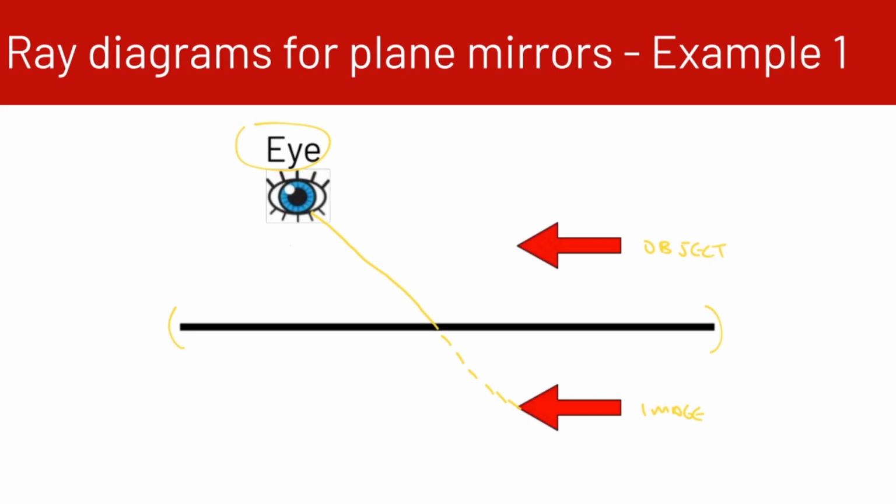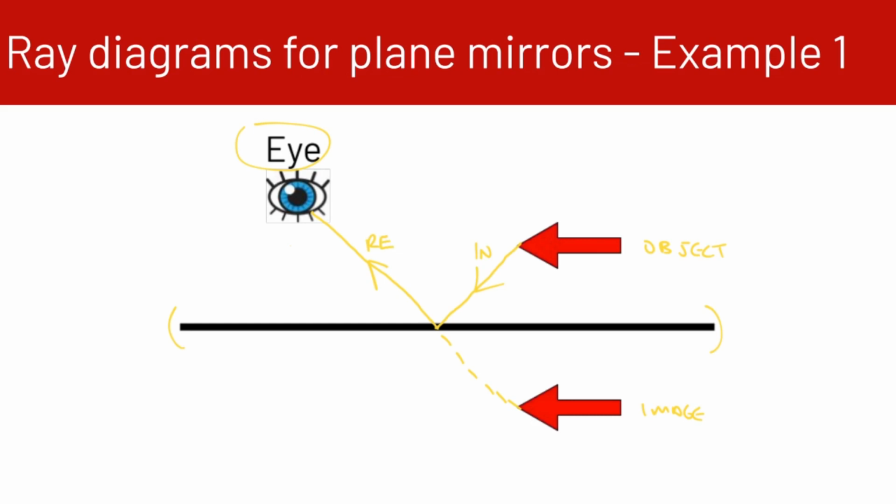Now we draw from the mirror back to the object. We draw a line. Now this is the incident ray from the object to the eye. So this is the incident, and this is the reflected ray.